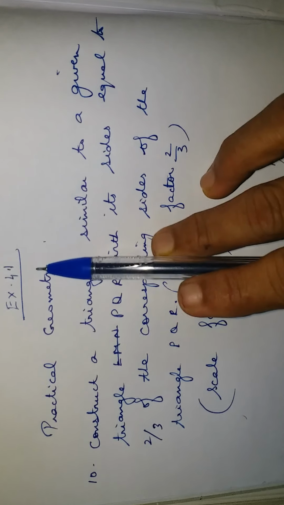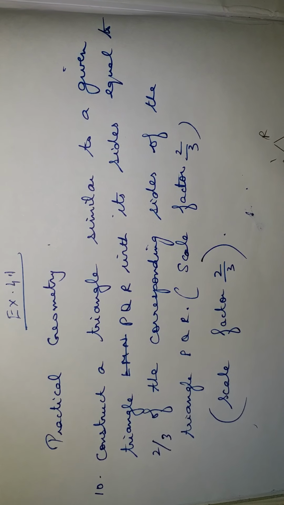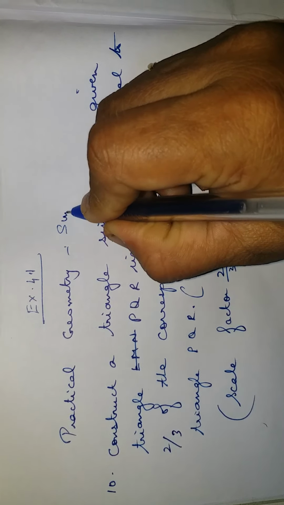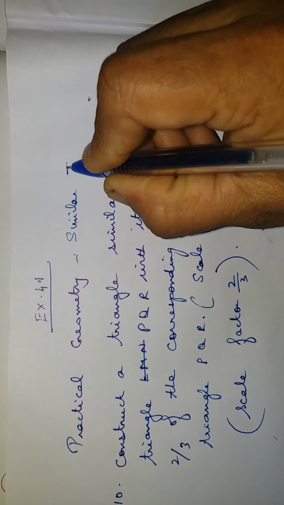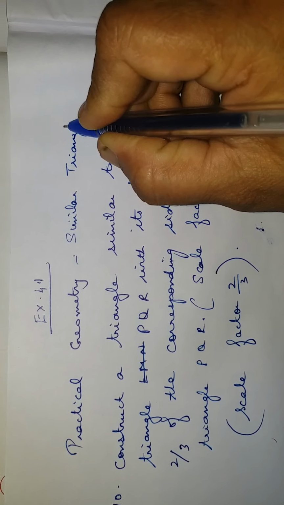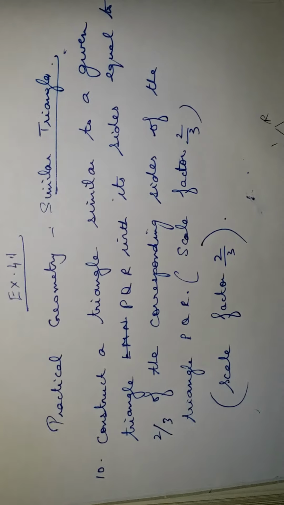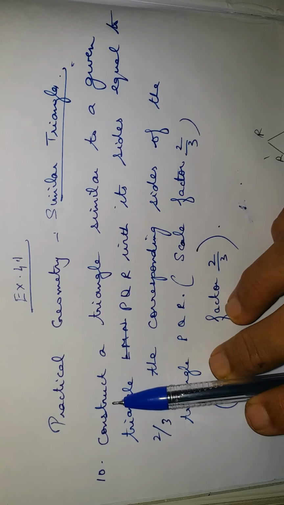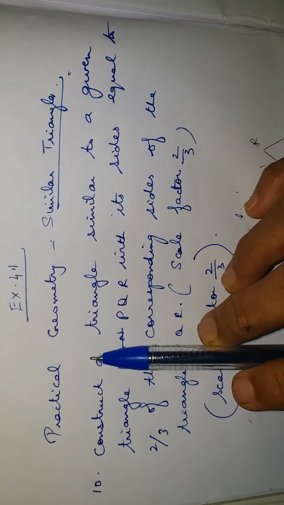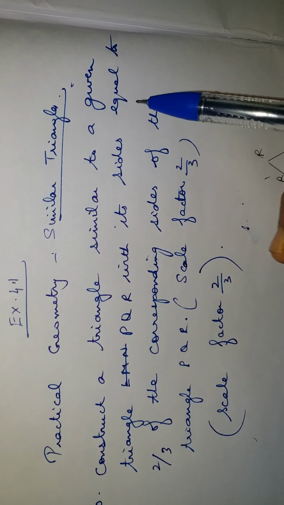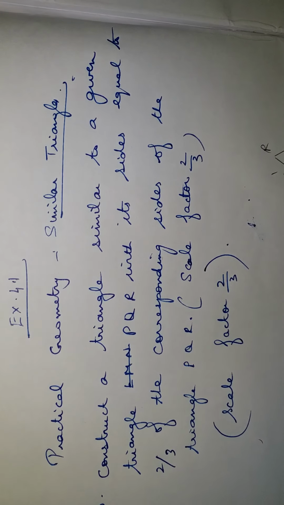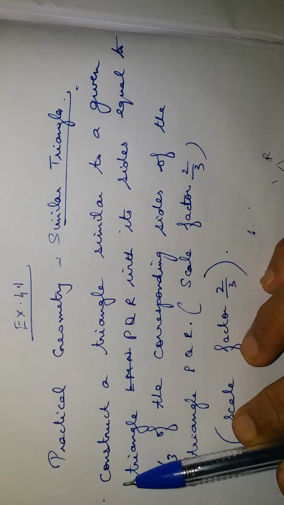Class 10 Maths, Exercise 4.1, Practical Geometry. You are going to draw similar triangles. So, in your first exercise, you have similar triangles. How to construct similar triangles? The first sum is your 10th sum. The 10th sum and 11th sum are of the same method. Okay, the 12th and 13th are of the same method. Now, we will see the 10th sum so that you can draw your 11th sum yourself.